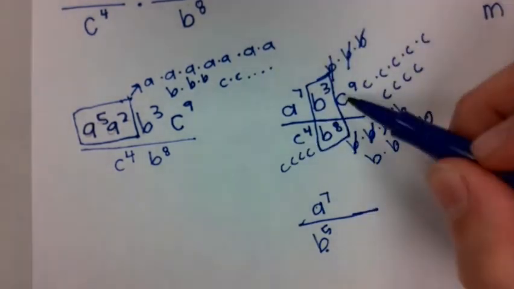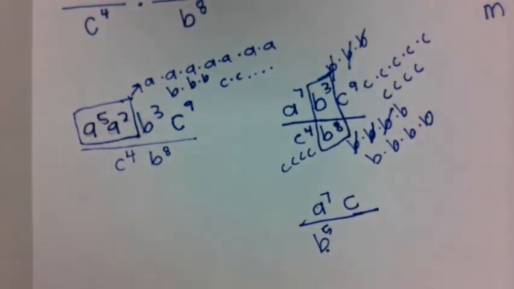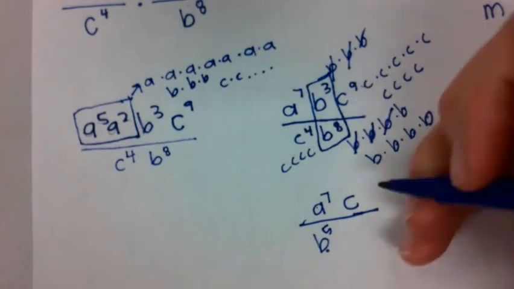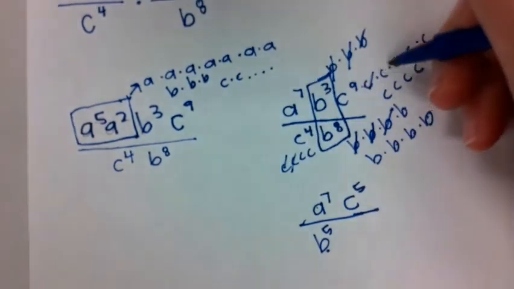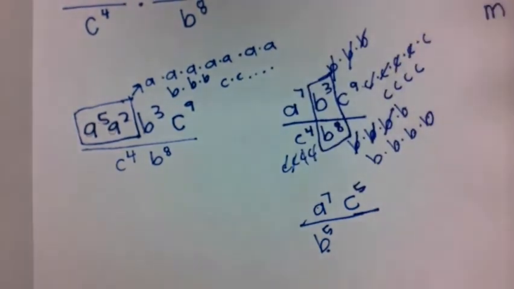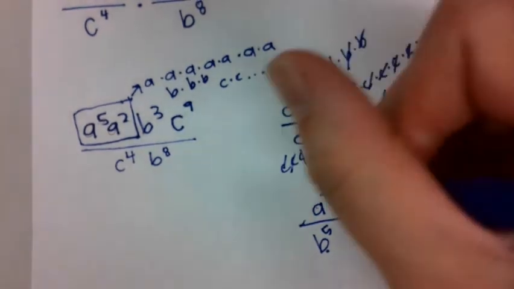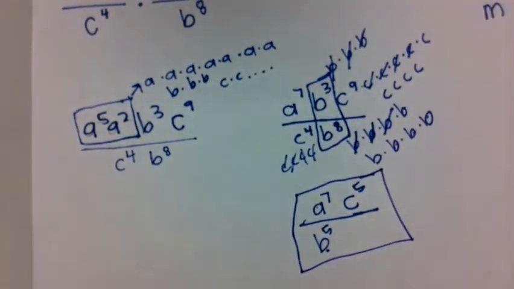Remember, if I use my rule, there are more c's in the top, so c is going to go with the top. 9 minus 4 is 5. Let's see if our rule worked out. 2, 2, 3, 3, 4, 4, and I have left 1, 2, 3, 4, 5. And that would be my simplified expression: a to the 7th, c to the 5th, divided by b to the 5th.